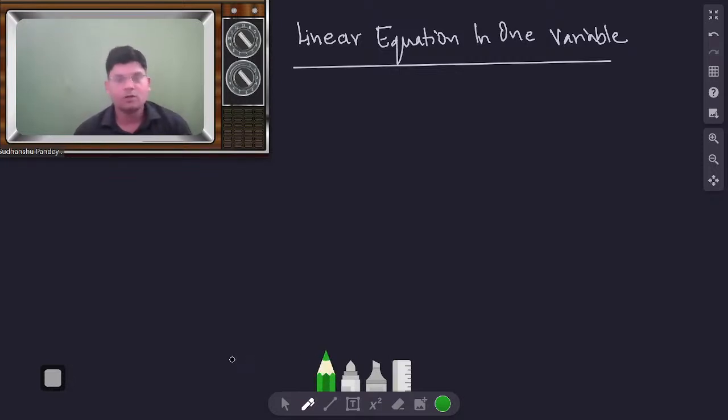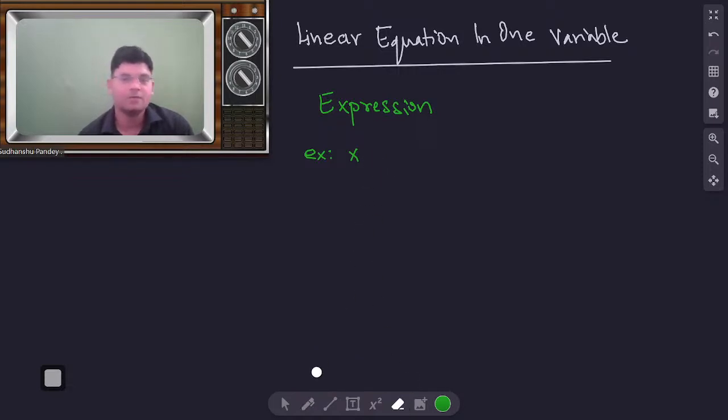Now, before starting this chapter, I would like to bring some of the basic important concepts of expression. Does anybody know what is an expression? Yes, sir. Tell me, what is an expression? Expression is something which is performed in a sum. Can you give me an example for an expression? Like x plus 1 is equal to 3.